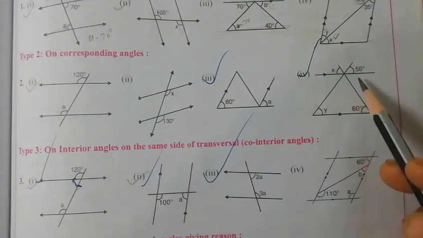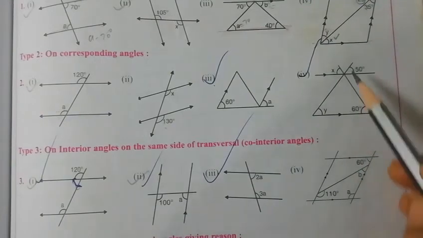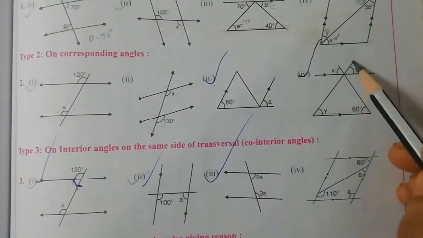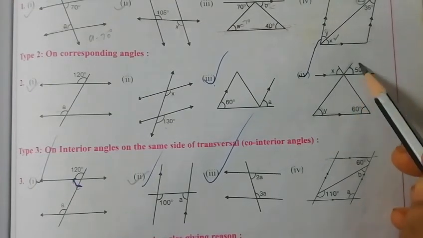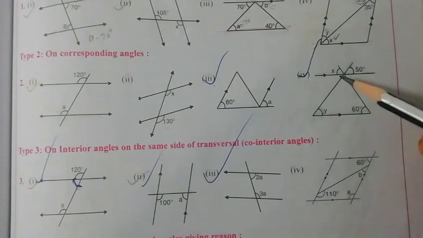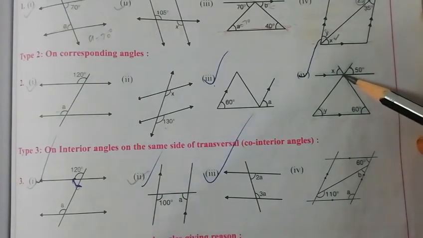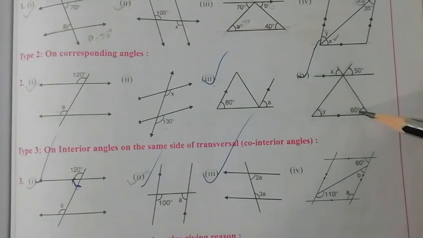When considering these two parallel lines cut by this transversal, above the line, above the line. Y is equal to 50. These two parallel lines cut by this transversal, above the line, one side of transversal, above the line. X is equal to 60.